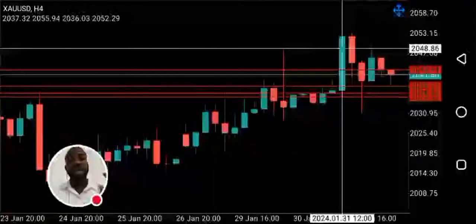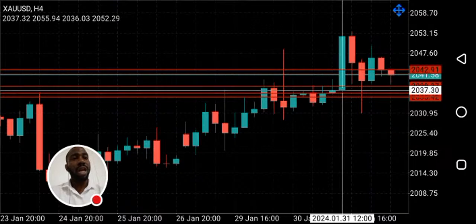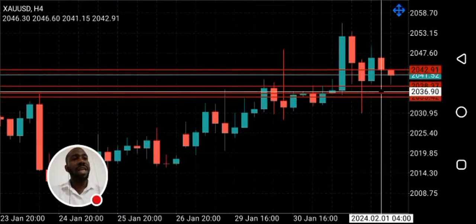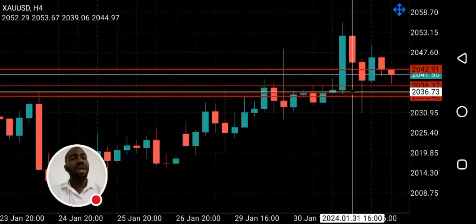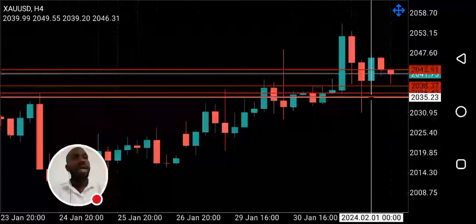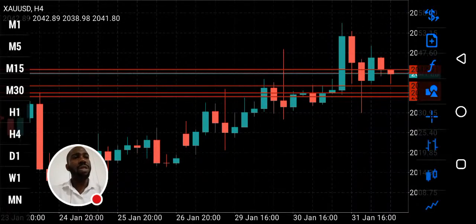Gold is bullish because the low of this bullish candle has not been cleared. You can see that level has been tested several times. They've been trying to break that low, but they have not been able to. So that is the reason my bias on gold is still bullish.